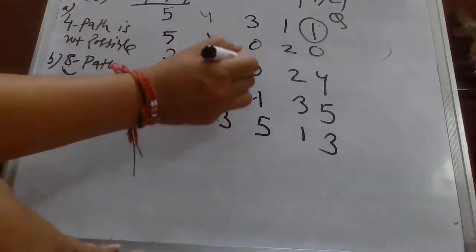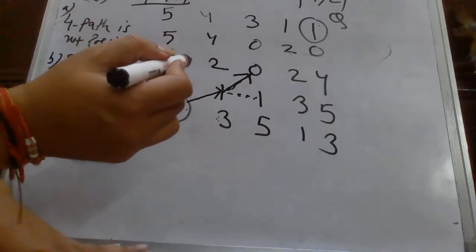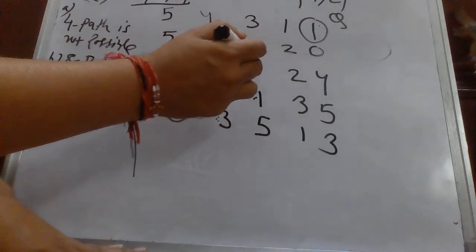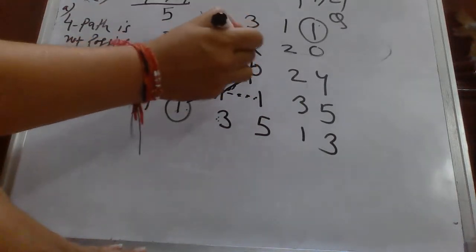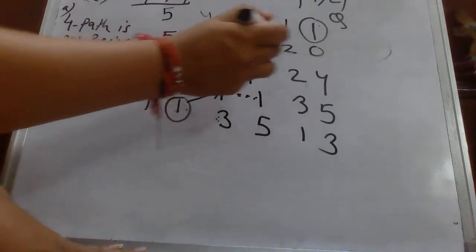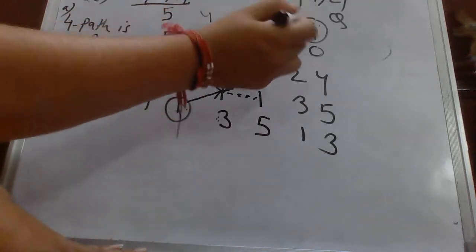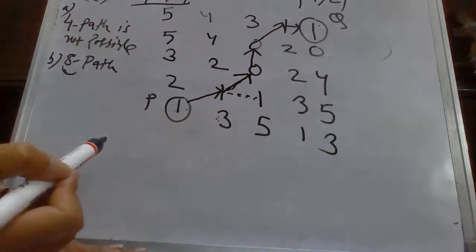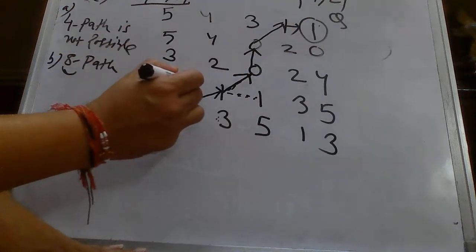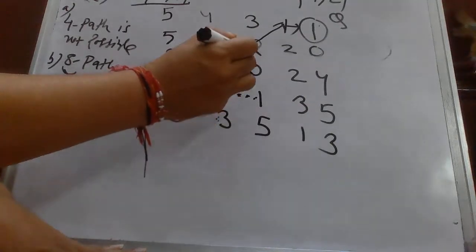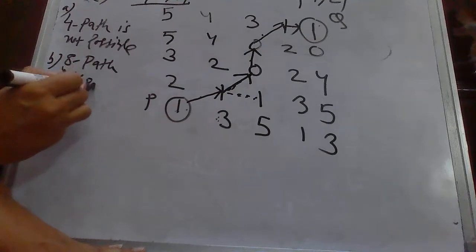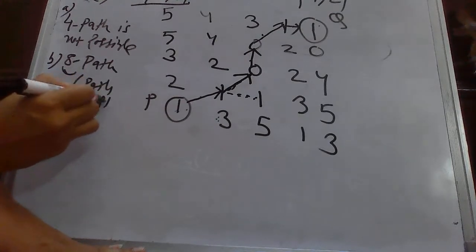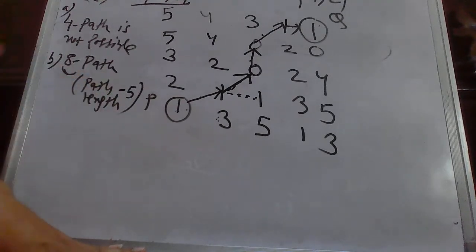Clear? From here again you can see the possibilities. You cannot move here, you cannot move here, you can only move here. Clear? 8 neighbors. From here, what is possible? You cannot go there, you can only go there. And from here you have the possibility of going here. So the 8 path is available. What is the path length? 1, 2, 3, 4, 5. So the path length is equal to 5. I hope this point is clear to all of you.